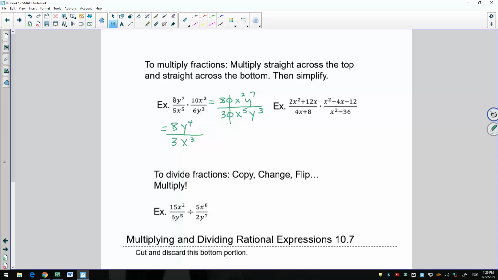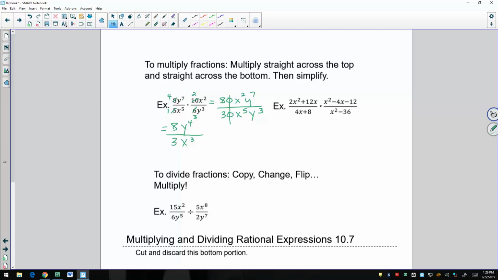Now what you could have done is you could have reduced before you multiplied straight across. So 5 and 10, you'll notice you can reduce that to 2 over 1. 8 and 6 can reduce to 4 over 3. And then the y's you can also reduce. Y to the 7th divided by y to the 3rd is y to the 4th, and then that would be x to the 3rd on the bottom. And if you multiply now straight across, you would get 8 over 3, which is what we got anyway.